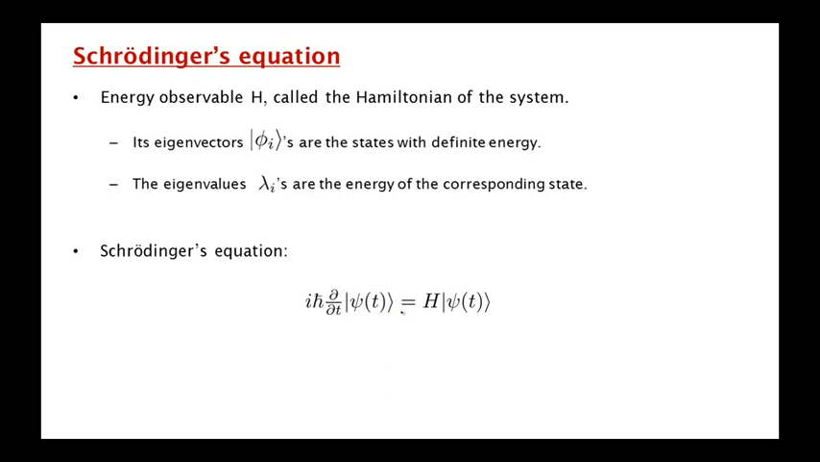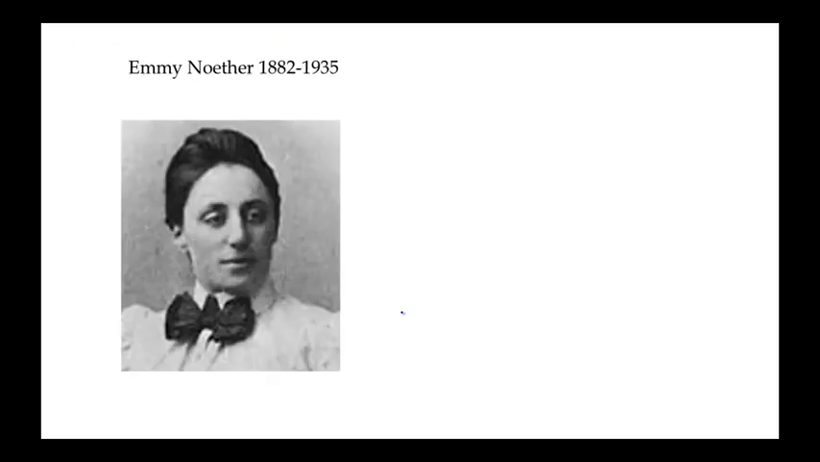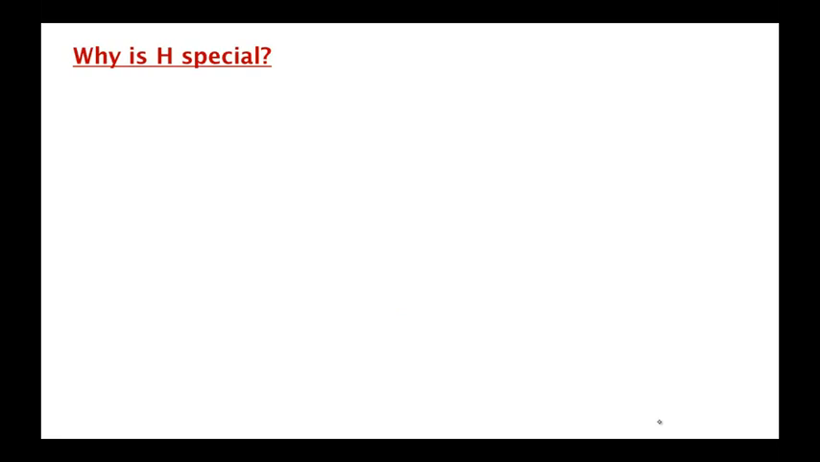So it turns out that the answer lies in this beautiful connection between symmetry and conserved quantities in quantum mechanics. And this goes back to work by Emmy Noether, who is regarded as the greatest female mathematician in history, the greatest woman in mathematics in all of history. Okay, so let's see how we can derive the form of Schrödinger's equation.